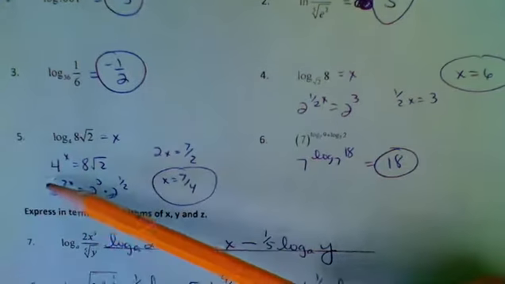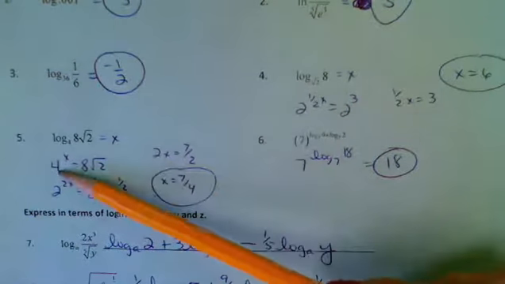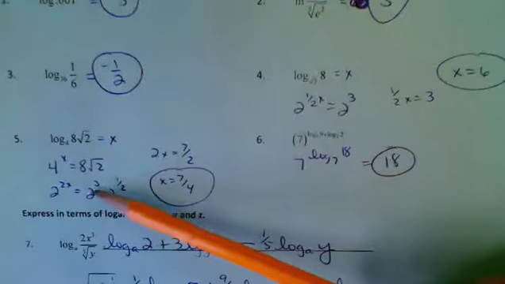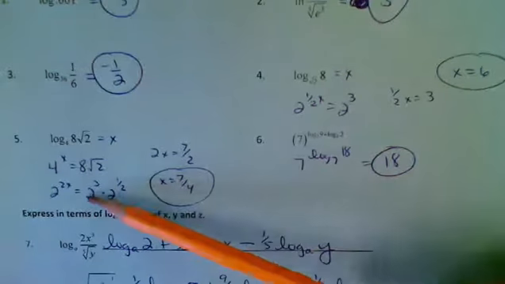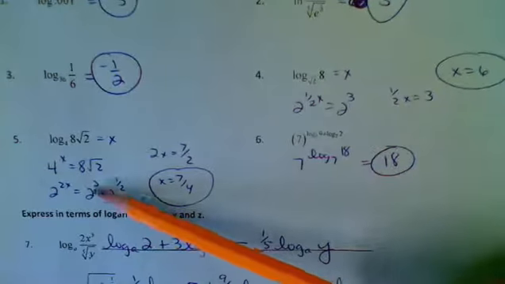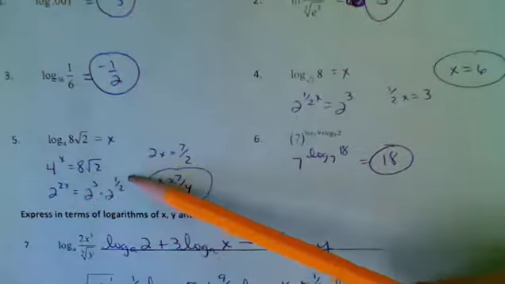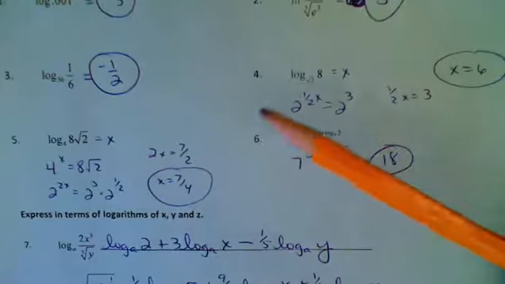Same with 5. I said 4 to the x equals 8 radical 2, so I put 4 in it as a base of 2, that's 2 squared. 8 is 2 to the 3rd. Square root of 2 is 2 to the 1/2, so when I add these two together, because when you're multiplying like bases, you add the exponents, I got 7/2. So the 2x over here has to equal 7/2, and then I solved to get 7/4.